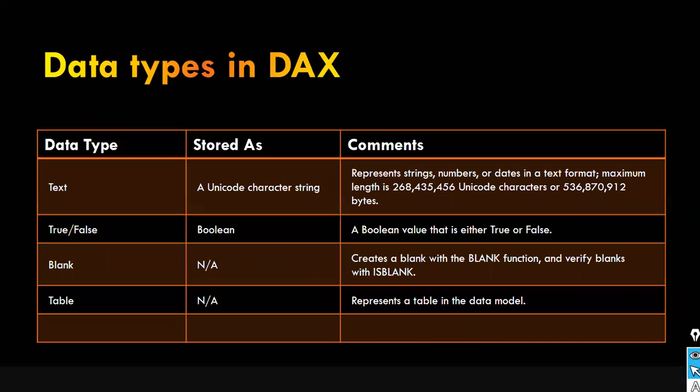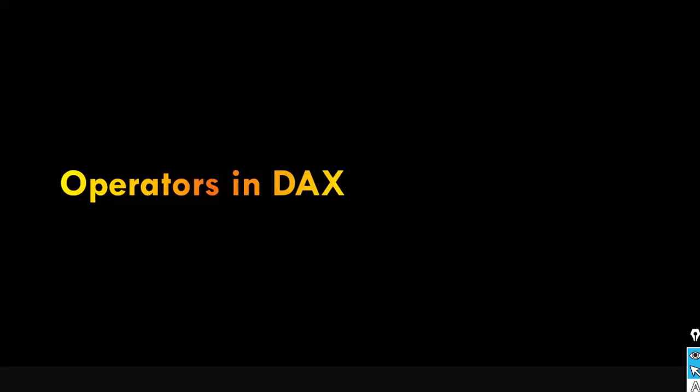Okay, the next one is the data types. All right, so we'll continue with these data types. Apart from this, we have something else called text, and true/false is Boolean, and we have something called blank data type, and we have something called the table data type. It represents a table in the data model. So these are the things, and we will see how we can use them as we move forward. When I start writing the DAX queries, you will get to know how we can use these types of data types.